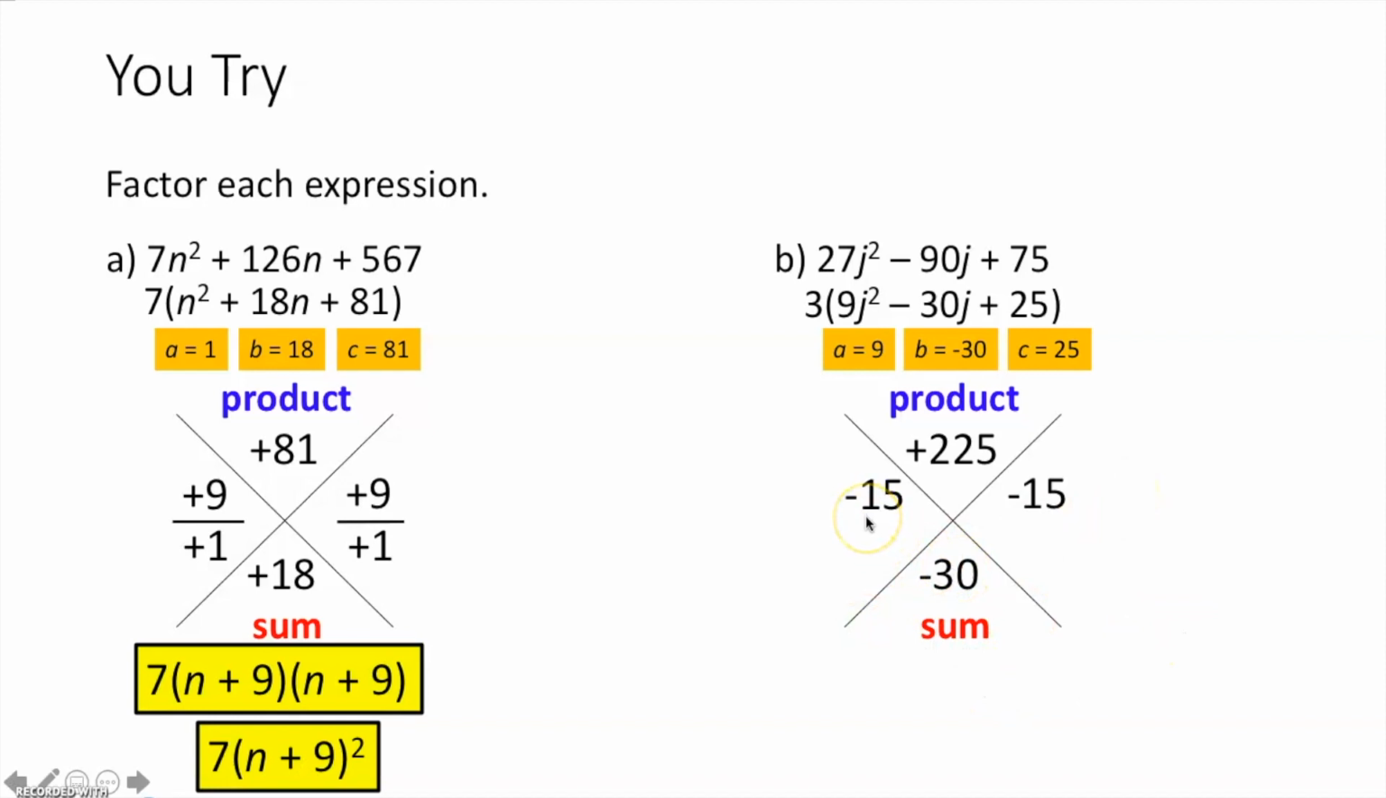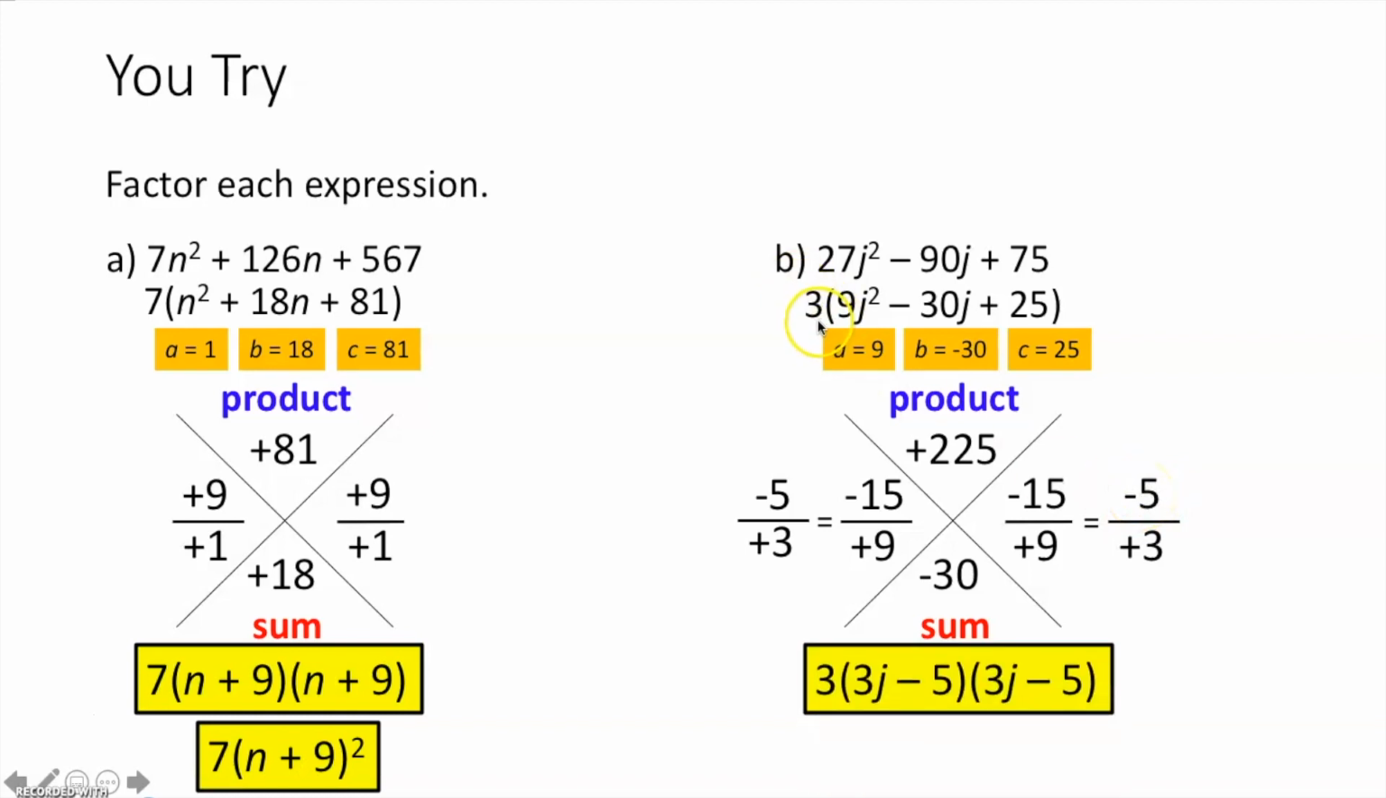We then divide each of those by our a value. Simplify, we can, yes. So we divide each of those by 3 and get negative 5 over 3, negative 5 over 3. Create 2 sets of parentheses. In the first, bottoms up, 3j minus 5 times in the second set of parentheses, 3j minus 5. Don't forget about that 3 you factored out at the beginning. If you want, you can leave it like this, or since they're the same thing, you could rewrite it as 3 times the quantity, 3j minus 5 squared. And you're done.